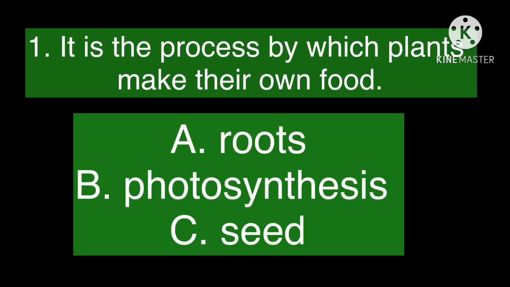Should we start? Number 1. It is the process by which plants make their own food. A. Roots. B. Photosynthesis. C. Seed.